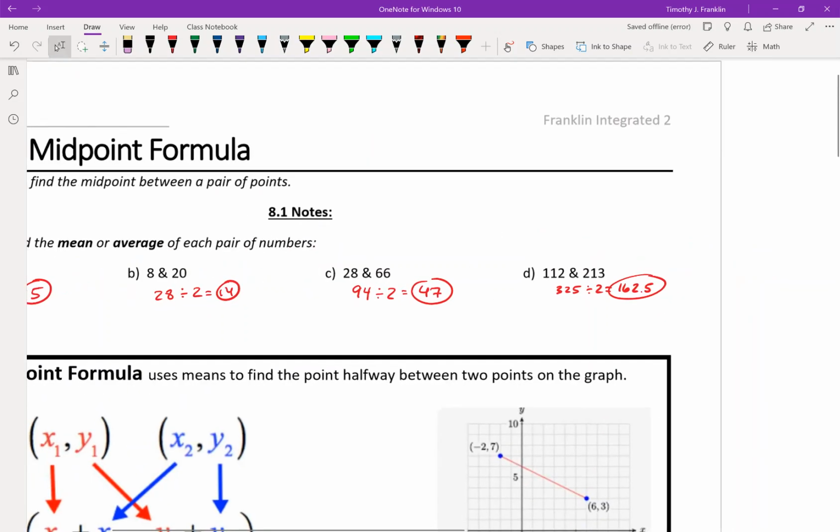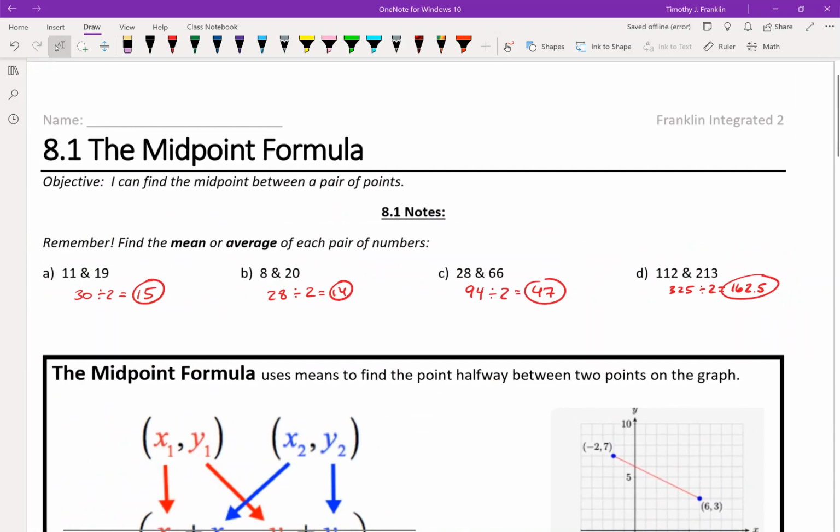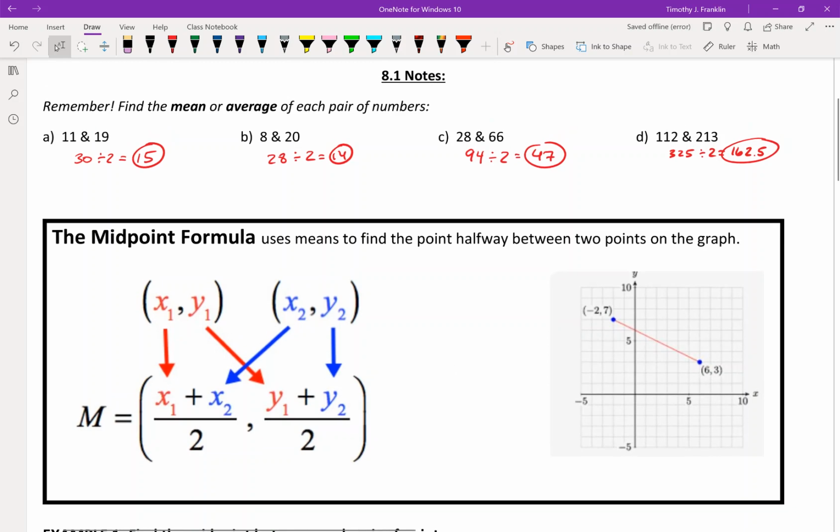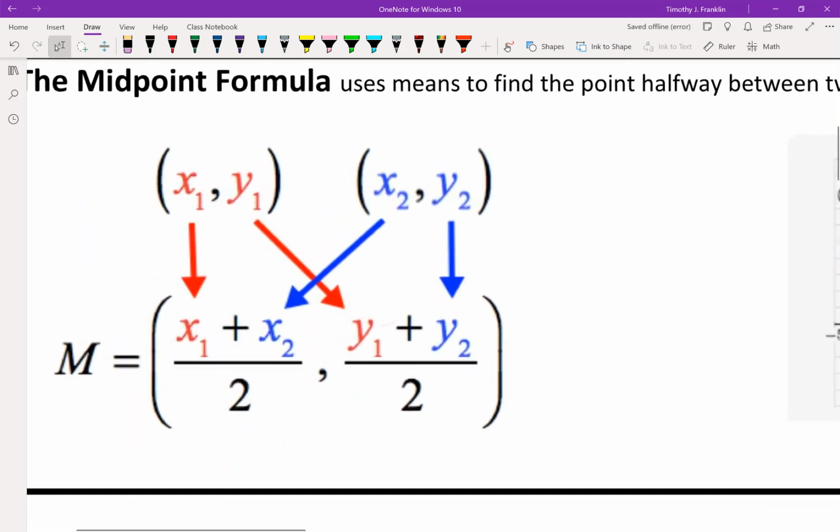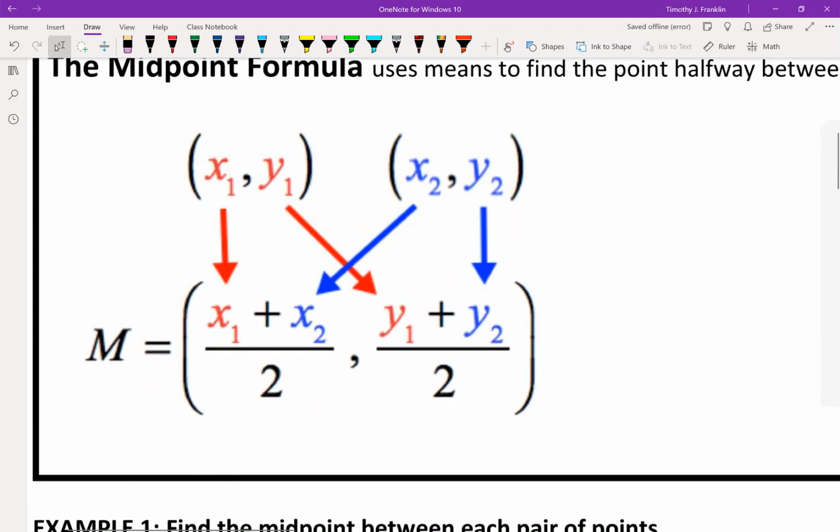Okay, so the average of two numbers is kind of the middle number between them, and you add them up and divide by 2. Well, we're going to be doing the exact same thing to find the midpoint of a line segment. So the midpoint formula uses means or averages to find the point halfway between 2 points on a graph. And so this is kind of a detailed view of what the formula is.